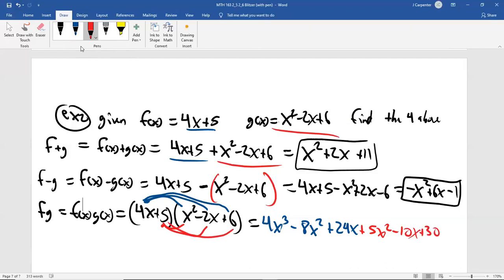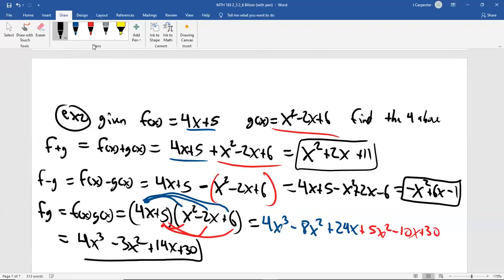Then you're just going to combine your like terms, just going down a line. 4x cubed isn't like anything, so you can write that there. You can cross these out as you use them if you like. I'm not going to leave that up there though. The negative 8x squared plus the 5x squared is going to give us a negative 3x squared. Again, that was this one and this one, just combining like terms. Then the 24x minus the 10x will be a plus 14x. And that was the 24x and the negative 10x. And then we're left with the plus 30 at the end, and that would be our answer.